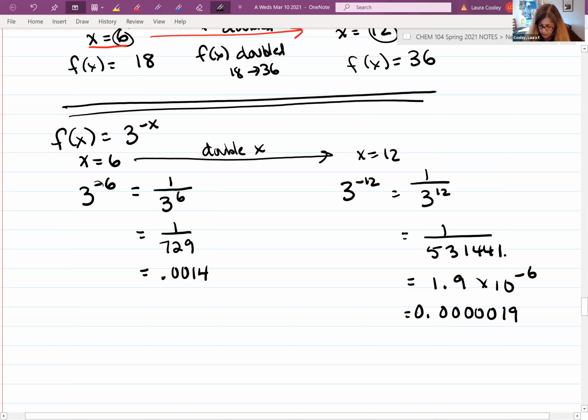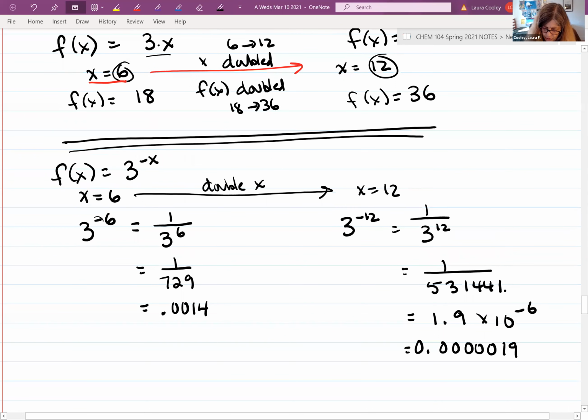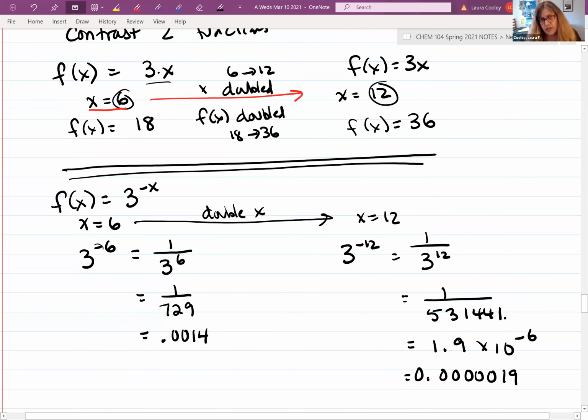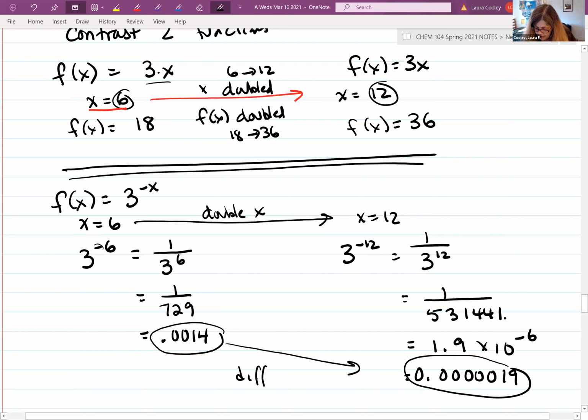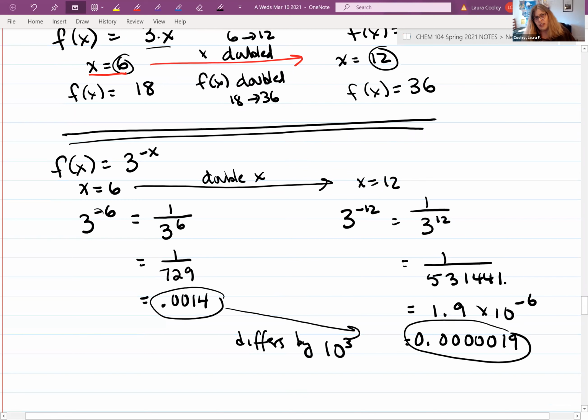So look at that. What I want to show you here is that when we had an ordinary function, just multiplying 3 by x, when we doubled x, we simply doubled the number. Now, this number is different by 10 to the 3rd. So we changed the x value and calculated it again. We doubled, this went from 6 to 12, and that changed by a factor of 1,000.